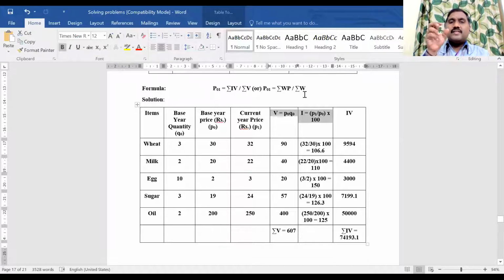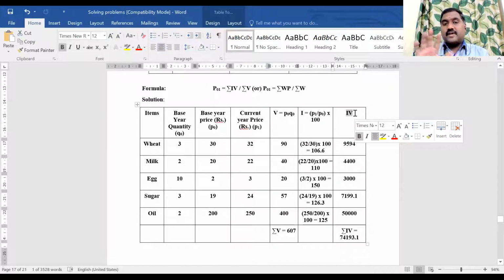If you are using the summation IV by summation V formula, you have to mention the terms V and I. Suppose if you are using the summation WP by summation W formula, instead of V you have to use W, instead of I you have to use P. Here, instead of IV, you have to use WP. You need to correct this.